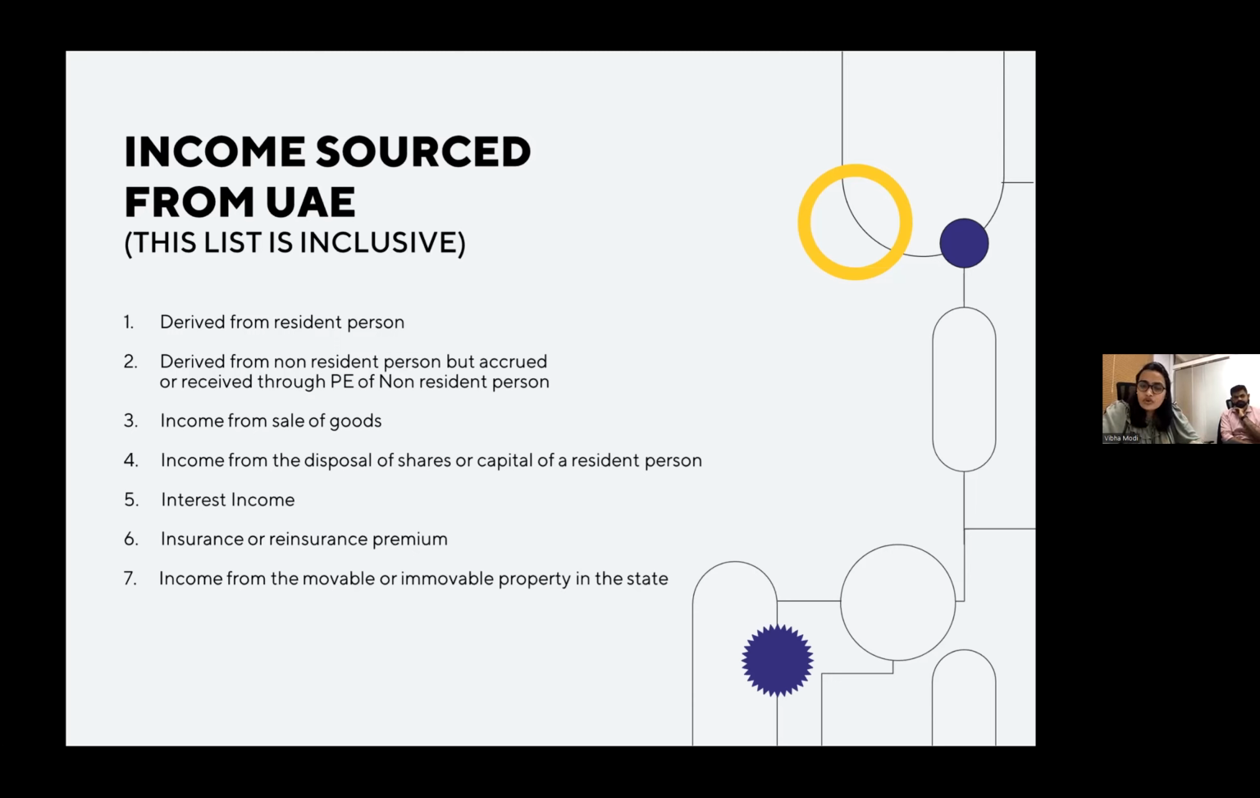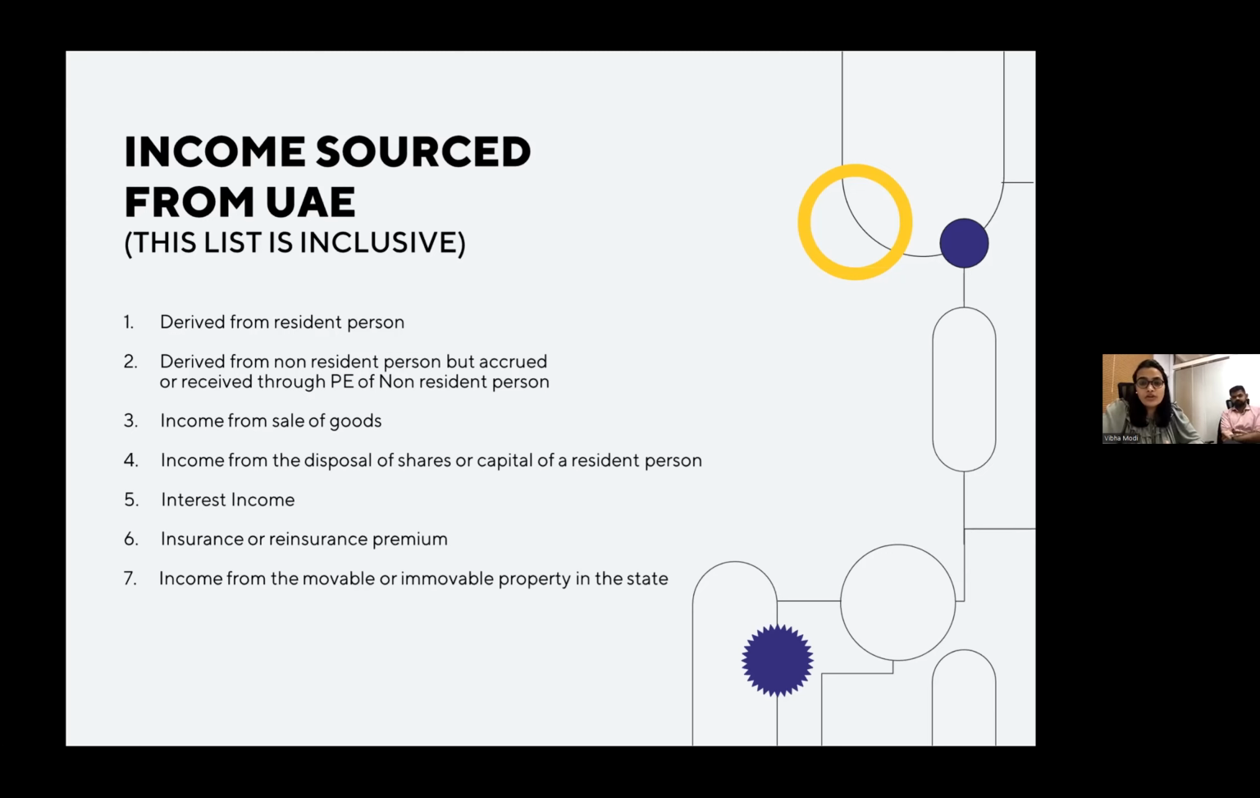Income from sale of goods, sale of services, any interest income, insurance, reinsurance, income from the sale of shares and capital of a resident person, income from movable and immovable property in the state. So that is very important. Here they have mentioned that income from movable or immovable property in the state is also considered as income sourced from UAE.